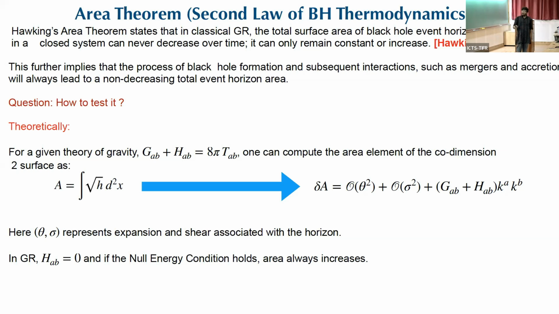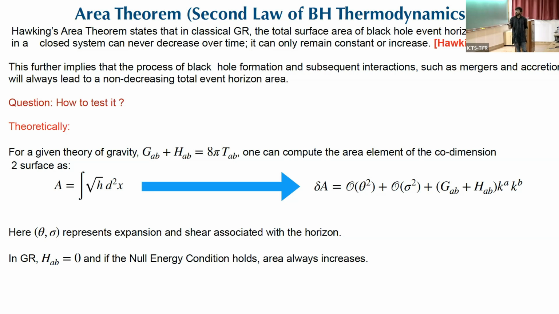So how to test it? Theoretically, it is very easy. If you have, let's say, a field equation of this form, you don't even have to assume GR. Let's say you have a field equation G_ab plus H_ab is 8 pi T_ab, where H_ab is, let's say, the correction over GR. Then you can write down the area element of the codimension 2 surface, which we call the horizon, and take the variation of the area. After doing some computation, you can show that it's proportional to theta square plus sigma square term, which are positive definite. And theta and sigma are expansion and shear of the horizon.